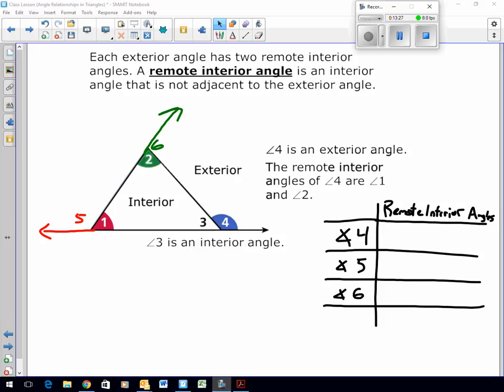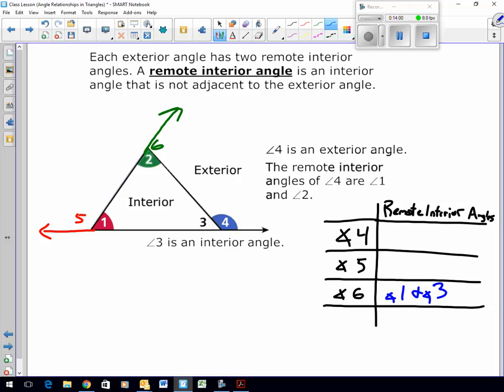Here's the deal. To find remote interior angles, this is the process you'll use. Pick an exterior angle. Determine which angle is next to it, and don't use that one. Use the other two. Say you want angle 6. What angle is next to 6? 2. So what are the remote interior angles? 1 and 3. 1 and 3 are the remote interior angles to 6.